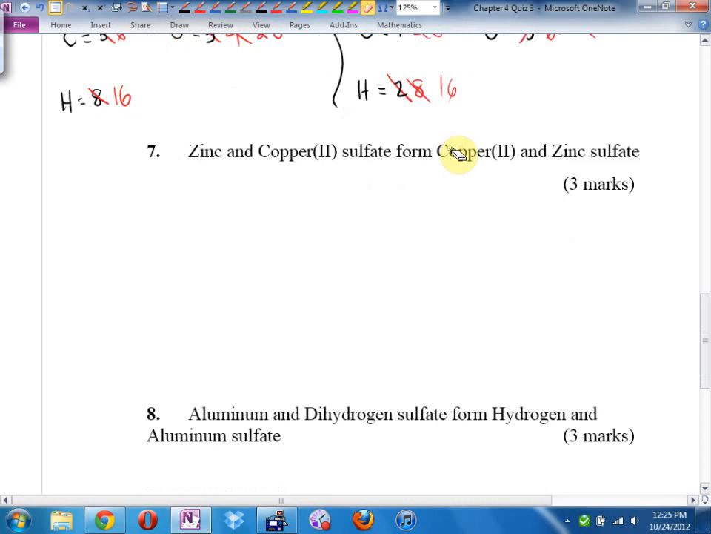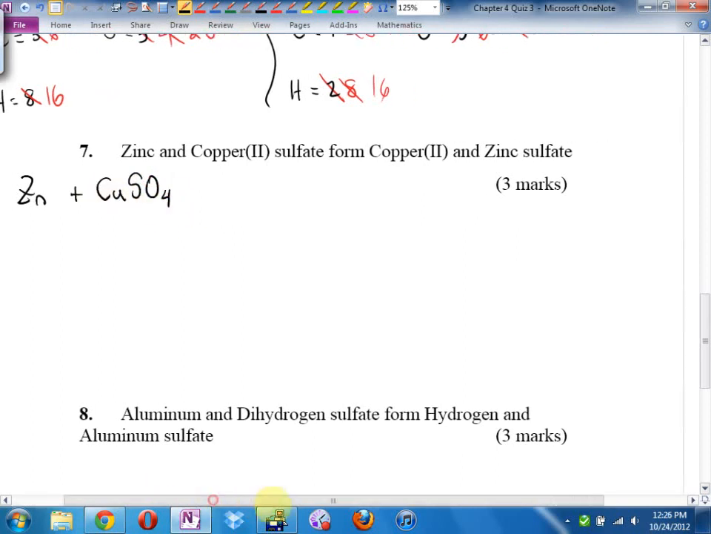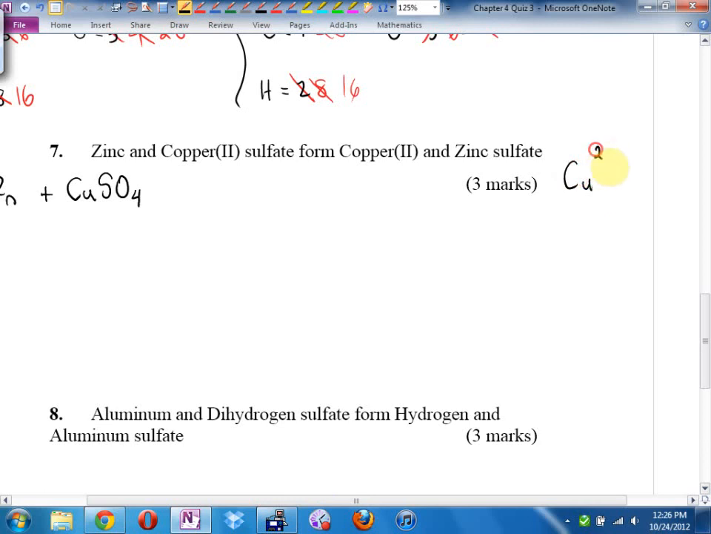Okay, and then we got a couple of 3 markers, because first we're going to go from word to skeleton, which means we're going to have to crisscross in our formula. Then we're going to get the actual equation. Zinc, Zn, plus copper 2, copper is Cu. Sulfate is SO4. But first I got to crisscross to make sure this works. Copper, we said the charge was 2. What's the charge on SO4? Also 2? So when I crisscross, I'd get a 2 and a 2, which reduces to 1 and 1, so I don't need to add any subscripts here.